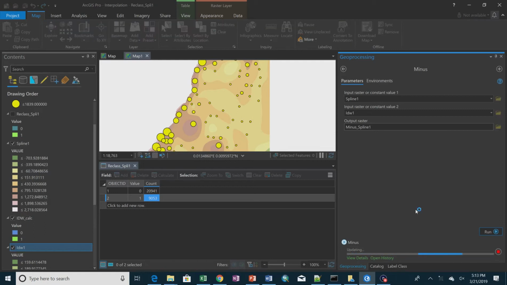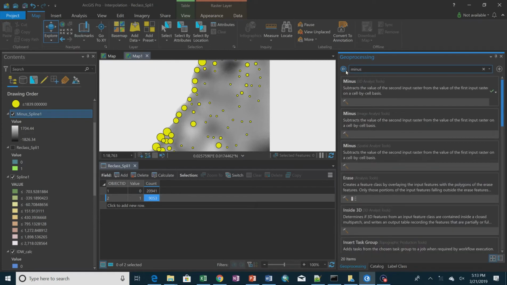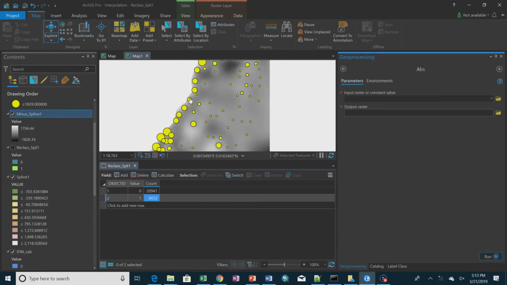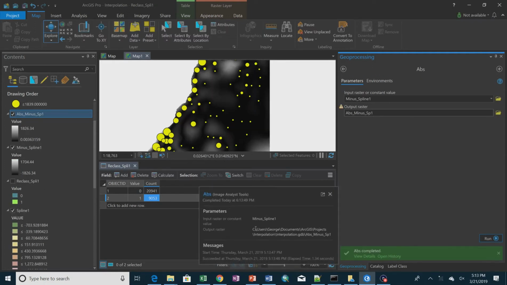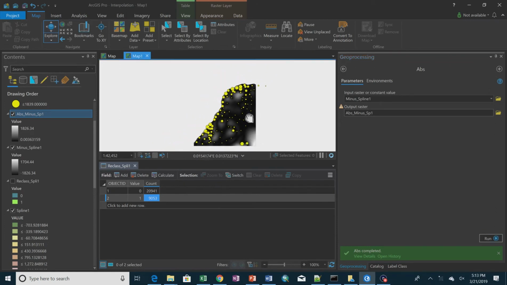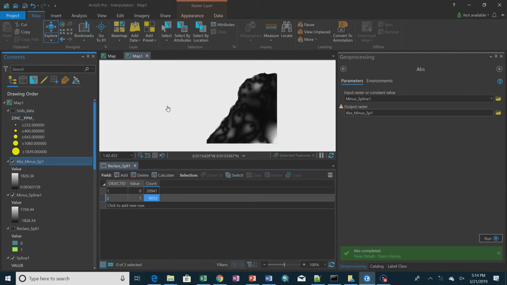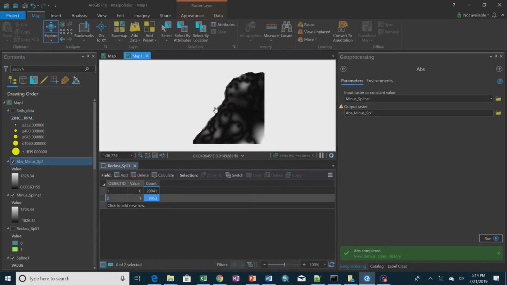But right now I've got some negative and some positive numbers, so I could run the ABS tool, which is the absolute value tool, and choose minus spline, run that. Now I have the absolute difference. Okay. So I zoom out here and turn this off because it's getting distracting now. So what this is saying, the white values are the highest values. So what do the white values represent? What are the white values saying?